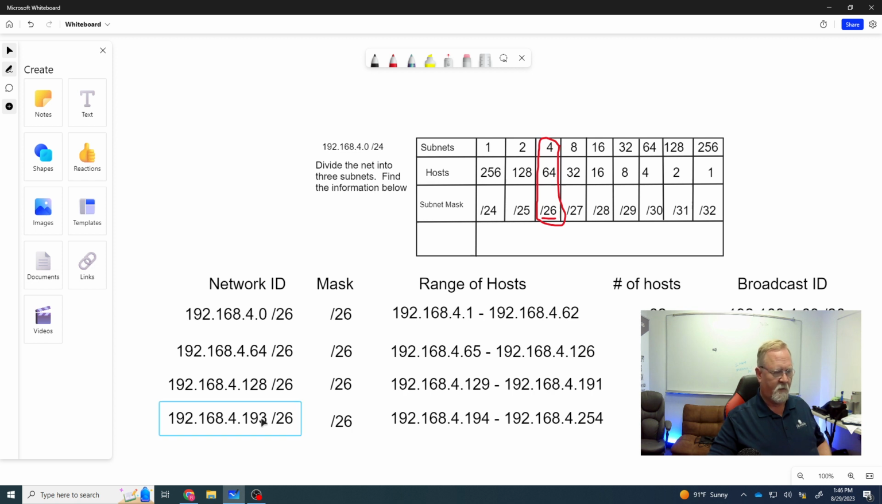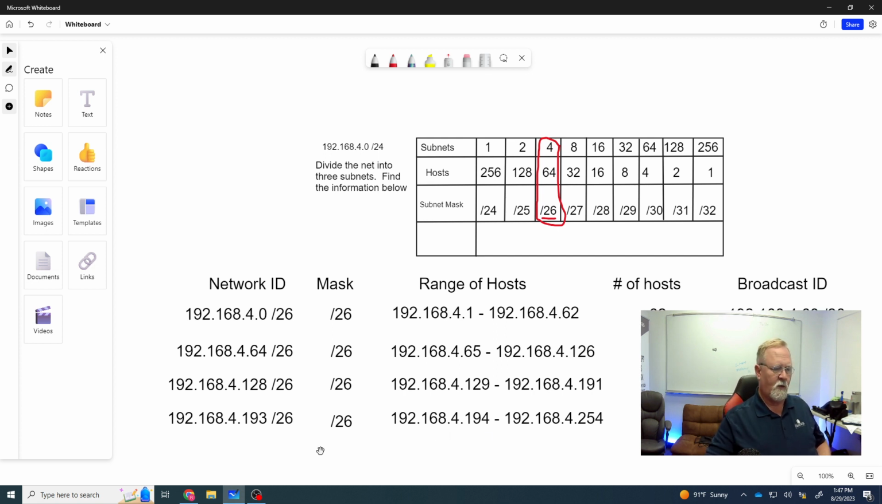And then the start of the fourth is 193. And then 62 would bring us to 254. And then the final address, the final broadcast ID would be 255. So that is how you divide up a network into multiple pieces.